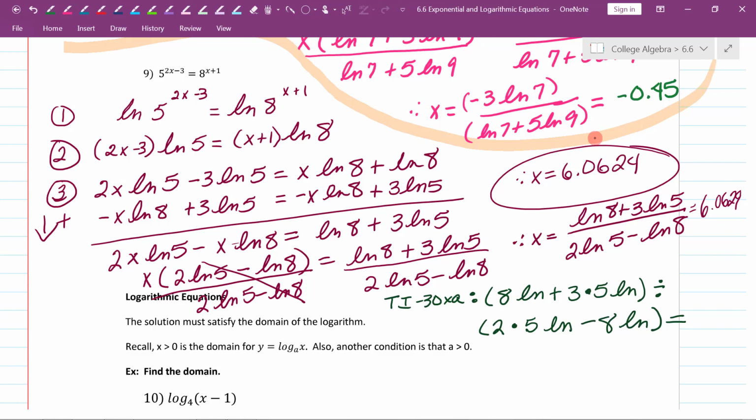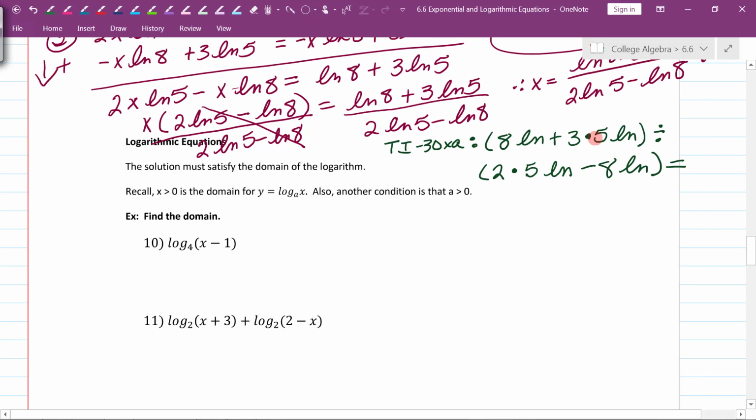Next problem. It's going to be a little bit hard to read through here because I wrote into here, and I'm sorry about that. Logarithmic equation. It says the solution must satisfy the domain of the logarithm. Very important that you remember this.